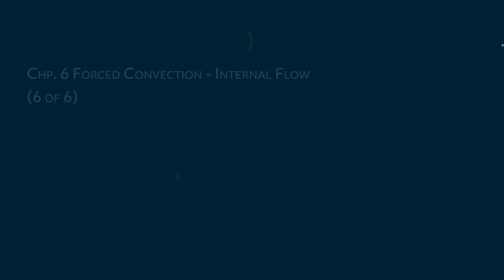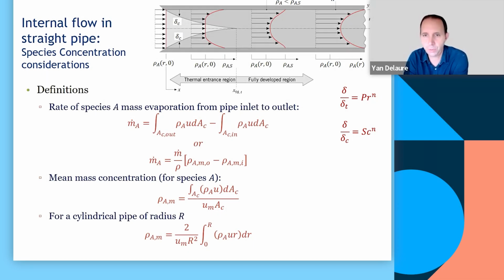This final recording on lecture 6 concerns species concentration. So we're looking again at the internal flow, but in that case, instead of considering thermal or hydrodynamic conditions, we aim to describe how concentration of species in a mixture can convect and change as you go along the axis of the pipe. The problem is very similar to the thermal problem. In fact, I see there, I forgot to change that term here. That should be concentration entrance region.